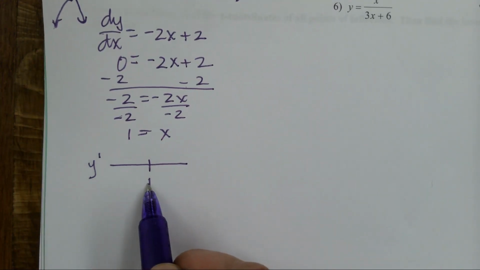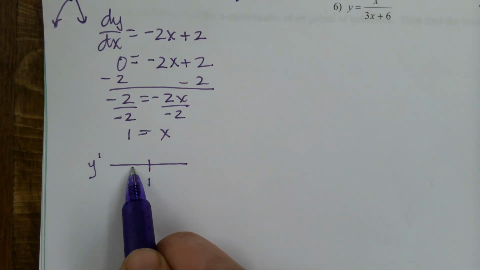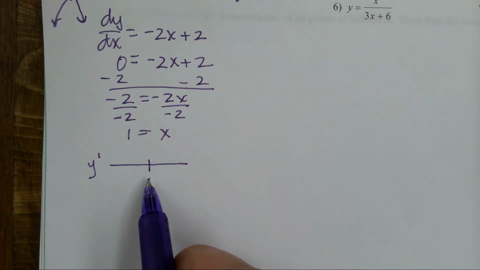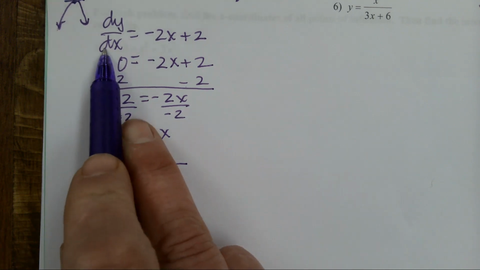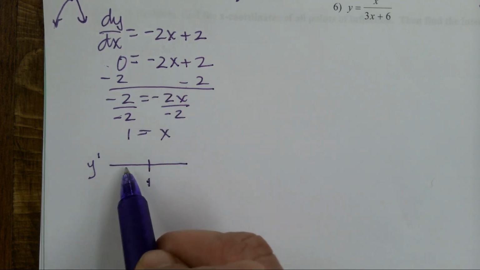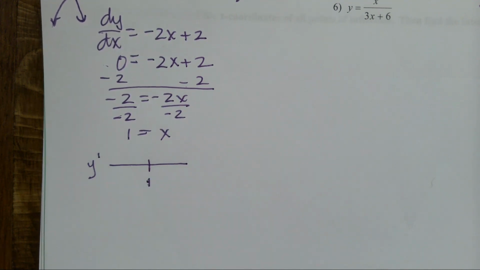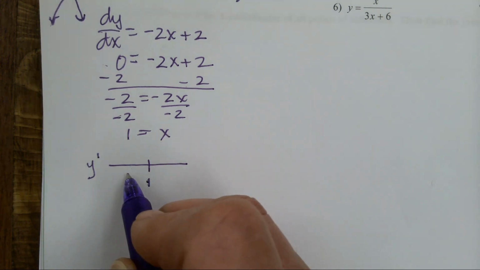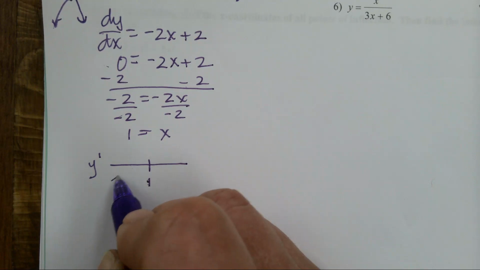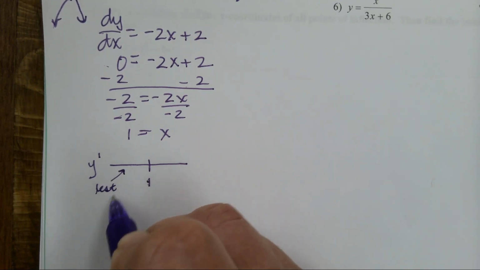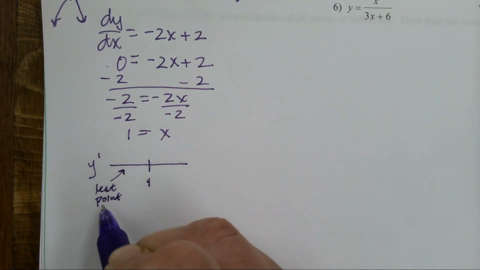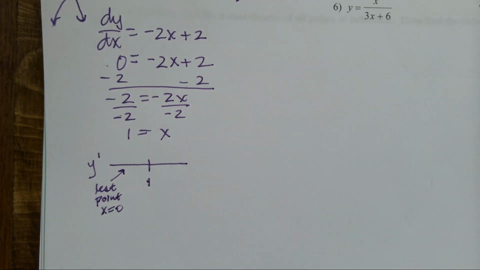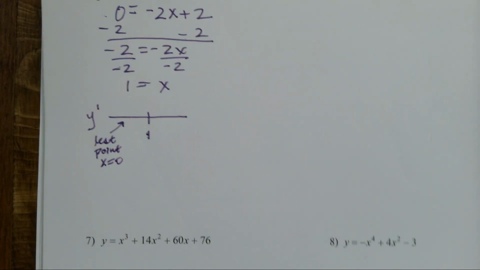What I do here is I do little test points. I know at 1 the slope is 0, right? I know that that's where it's changing direction. I figured it out here. How about a point to the left of 1? Let's say I try something like 0. I'm just going to do a test point at x equals 0. And I hardly ever even write that down. I just wanted to write it down for your notes.